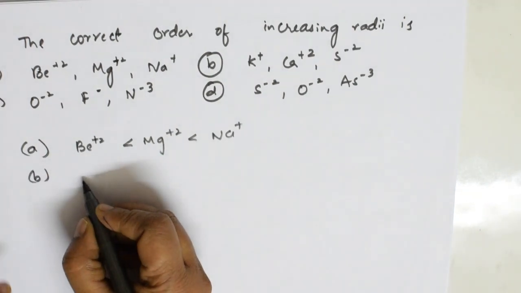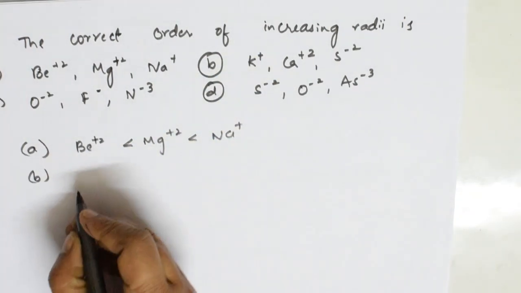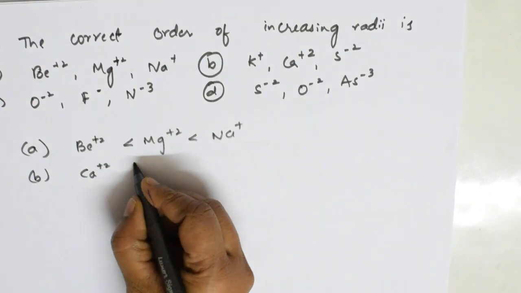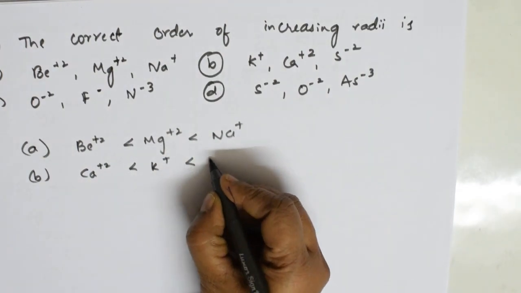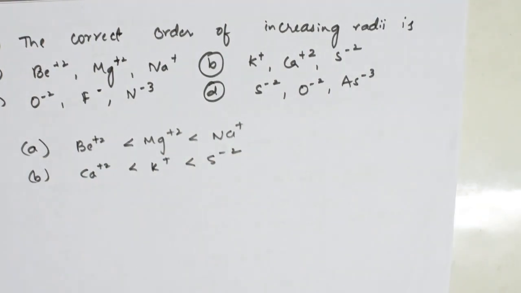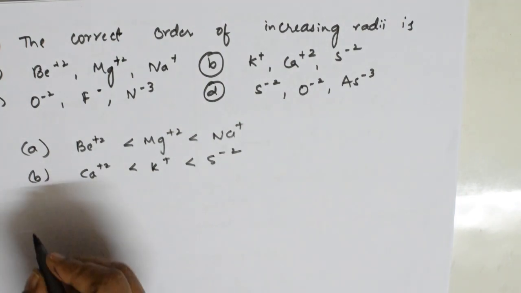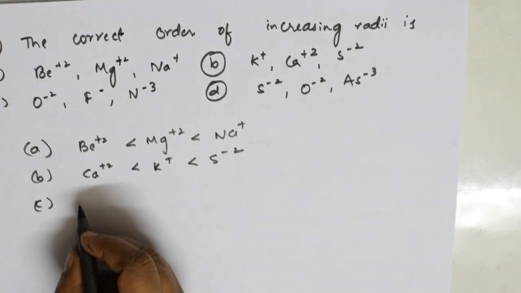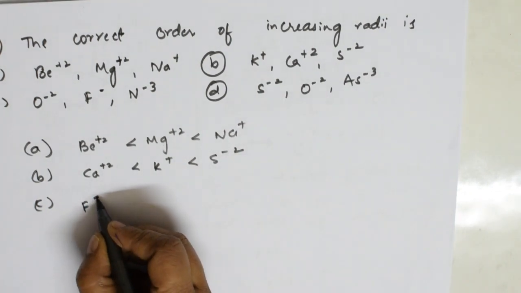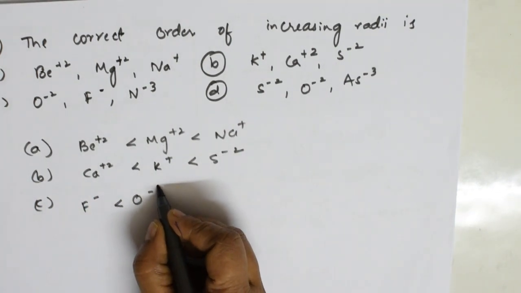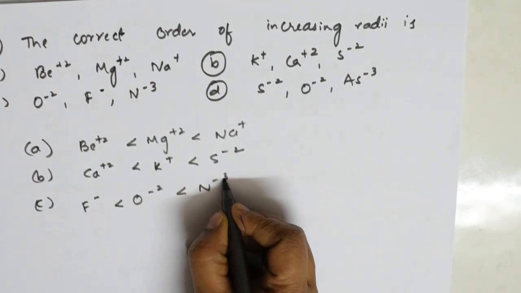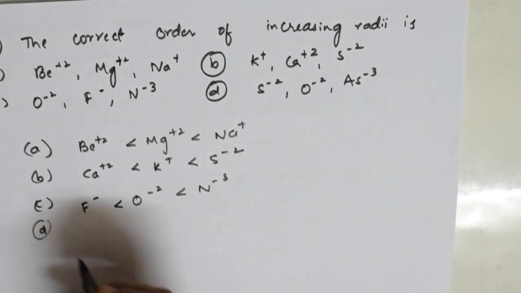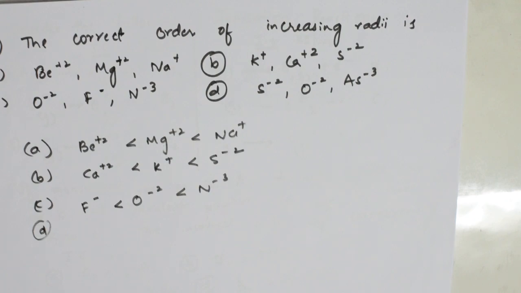Next comes, when I take this order, calcium plus 2 will be less than potassium, will be less than S minus 2. This is fine. Now when I take this particular reaction, again same thing, F minus is less than O minus 2 is less than N minus 3. Please apply the concept which I said, left to right in the periodic table. You need to be very careful.